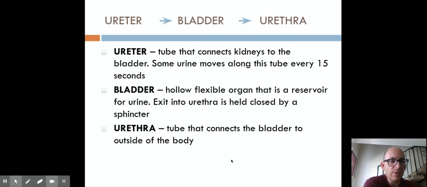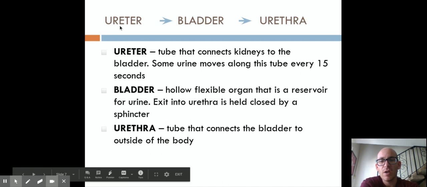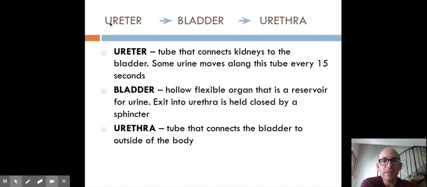So after it leaves the kidney, that nephron unit, all of those tubules flow into the ureter. We have some arrows at the top to show the order of exit from the kidneys to the outside world. It goes from the kidneys into the ureter. The ureter then goes into the bladder. The bladder then has a tube at the bottom called the urethra, and the urethra is the exit of urine out of our body. So definitions: the ureter is a tube that connects the kidneys to the bladder.